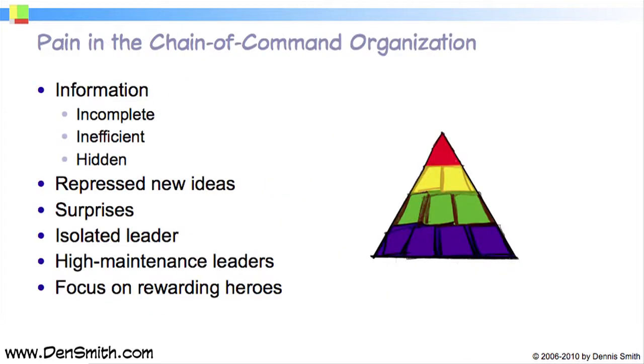The chain of command organization presents many kinds of pain. Information is often incomplete, its transfer is inefficient, and some critical information is hidden, including new ideas. This often causes surprises for an increasingly isolated leader, and that leader, when they do receive information, focuses too much on rewarding heroes rather than on rewarding the people who prevented problems from occurring in the first place.